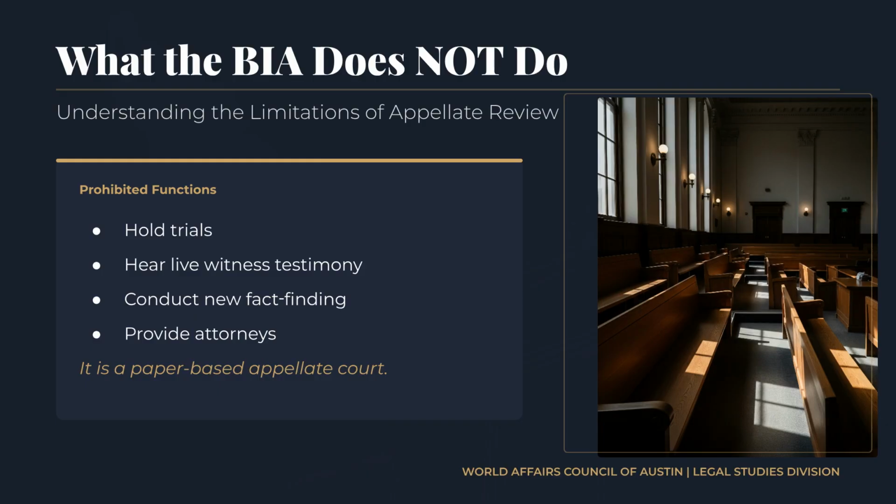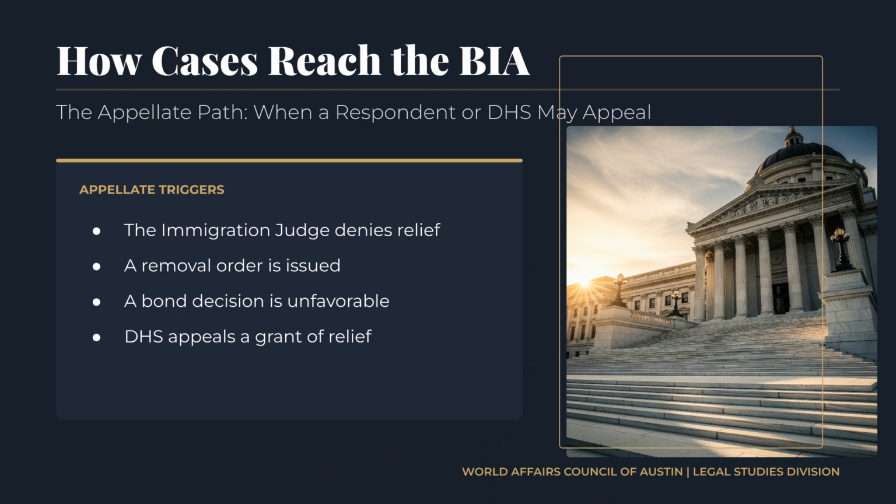It is critical to remember what the BIA does not do. It will not hold trials, hear live witness testimony, conduct new fact-finding, or provide attorneys. The BIA is fundamentally a paper-based appellate court. Appeals are triggered when the immigration judge denies relief, issues a removal order, makes an unfavorable bond decision, or when DHS appeals a grant of relief.